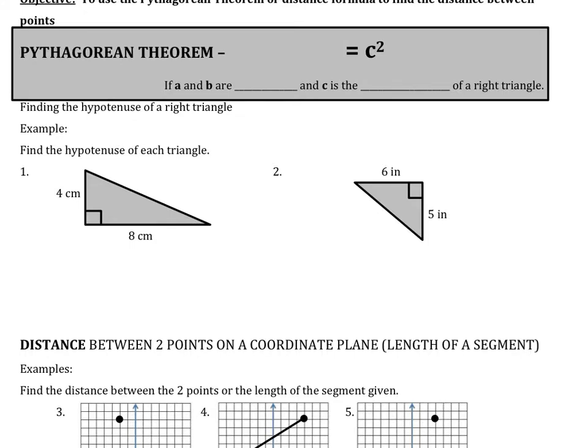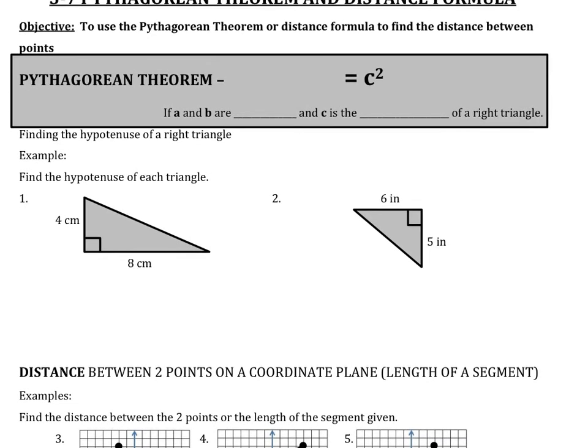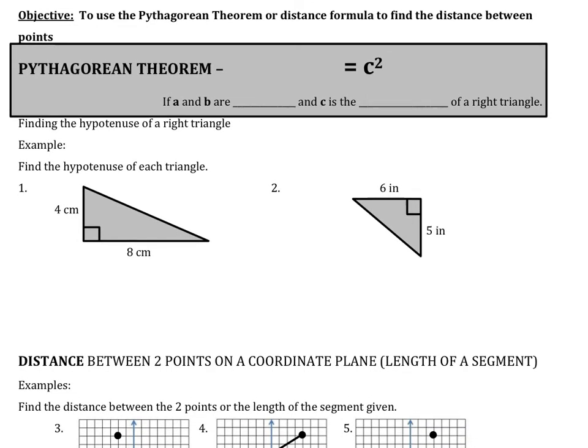So the Pythagorean theorem is a theorem that we use specifically when we're working with right triangles. So if we're looking at a right triangle and we're dealing with the Pythagorean theorem, we're looking at A and B being the legs of this triangle, and C is the hypotenuse of the triangle.